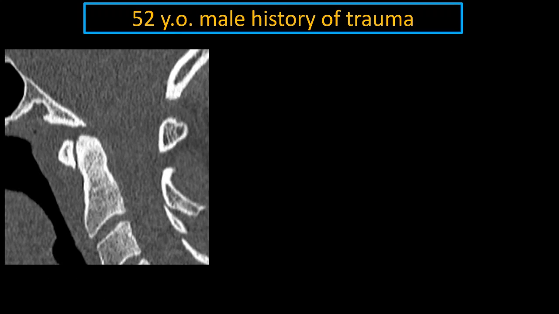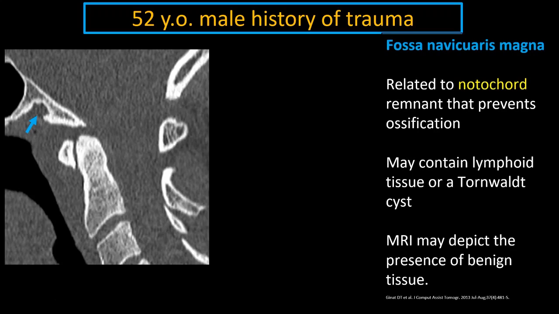In this 52-year-old male with a history of trauma, we can see this well-marginated notch-like defect along the anterior inferior margin of the clivus with sclerotic borders. And this is a normal variant referred to as the fossa navicularis magna. It is related to the notochord remnant that prevents ossification and can contain lymphoid tissue or a Tornwaldt cyst. MRI can better depict the presence of benign tissue associated with this lesion.